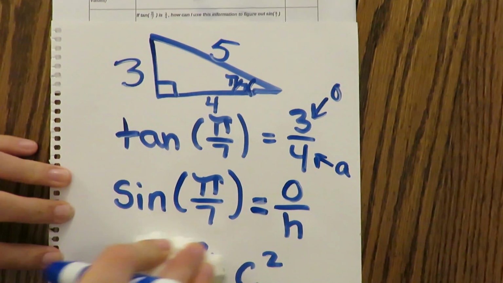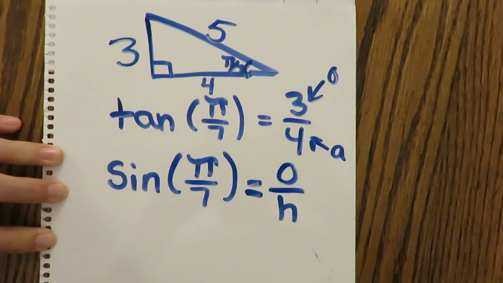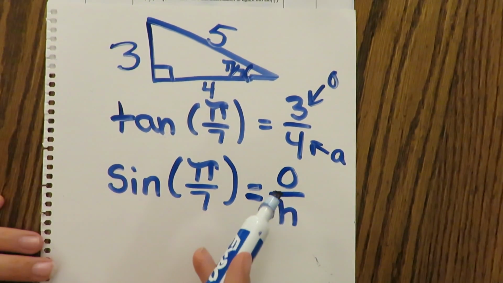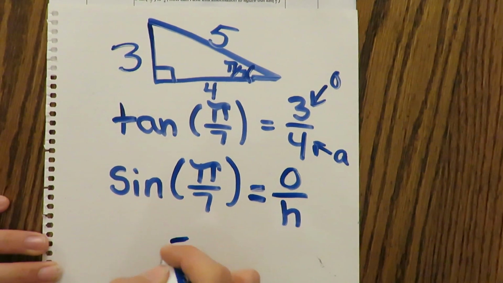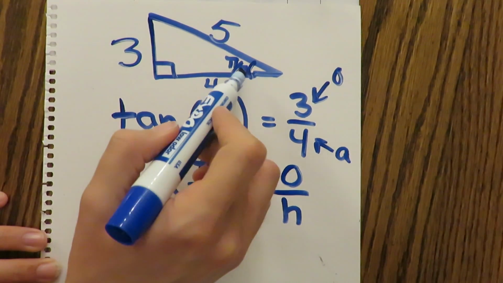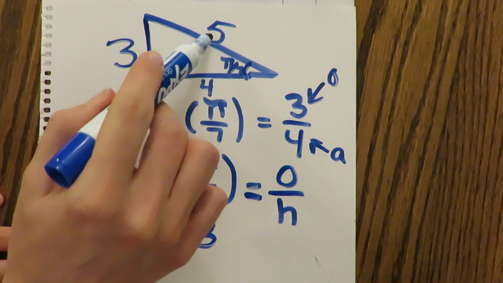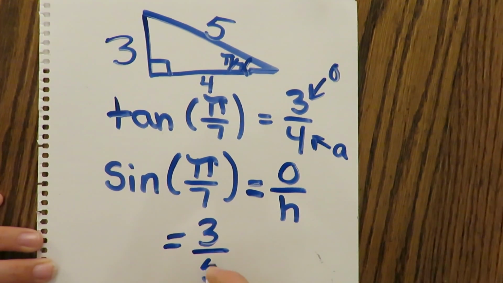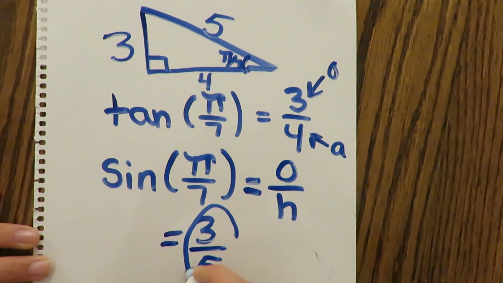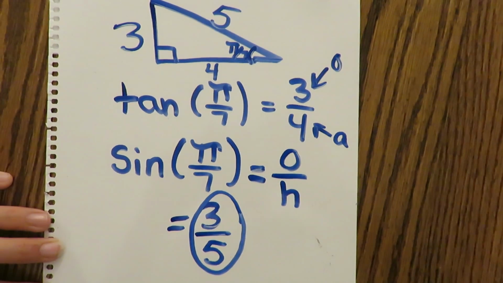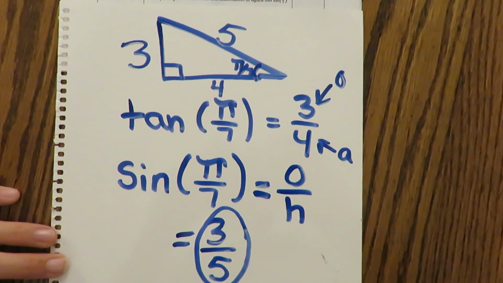Now, when I look at what sine pi over 7 is, again, I'm looking for the opposite over the hypotenuse. So that just equals 3, because that is the opposite to pi over 7, and my hypotenuse is 5. So 3 over 5 is what sine pi over 7 is in this case.